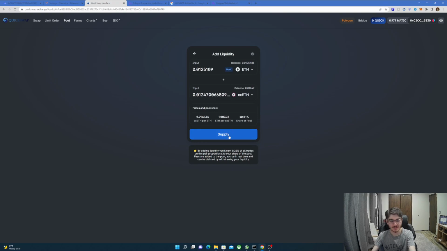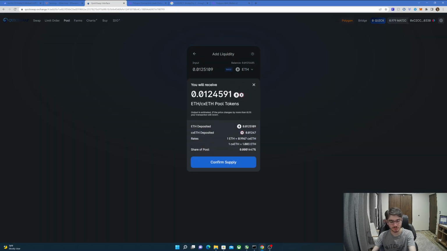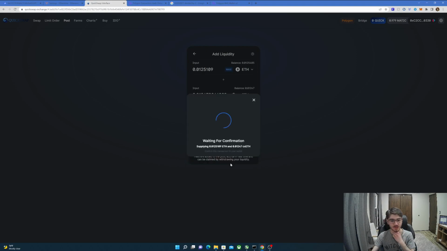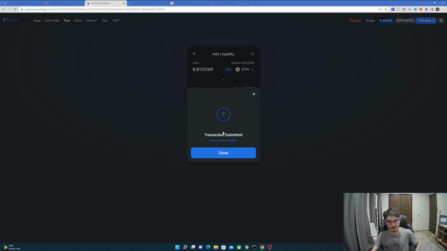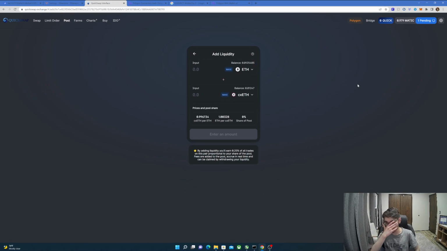So you can actually press supply. You will receive liquidity tokens, sometimes they're called LP tokens. You receive these tokens, and then you can deposit them on the farm section, and then you will get the rewards. So confirm supply, and then you confirm it. It just tells you how much gas you're paying, and then transaction submitted. It'll take a little bit, but Polygon is generally pretty fast, so you're not waiting too long for these transactions.